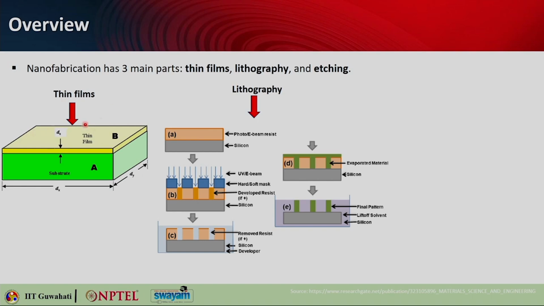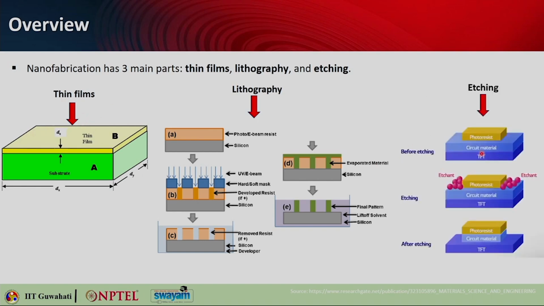Today we will be mainly covering thin films, and in the last lecture of this module we will be covering etching. Here you can see that you have a circuit material that needs to be etched, and you develop a photoresist on that first. Then you expose these areas of the circuit material to the etchant, which etches away that circuit material, and this is what you get after etching. So, these are the three methods that help you develop the structures that you have seen in this particular course.